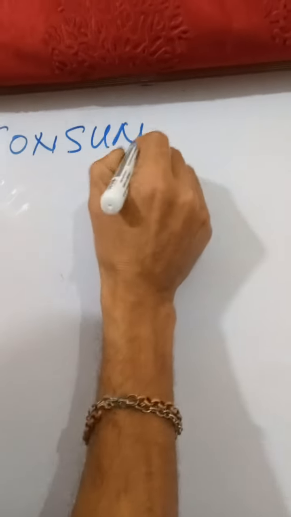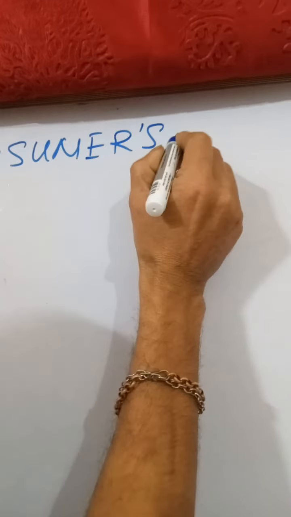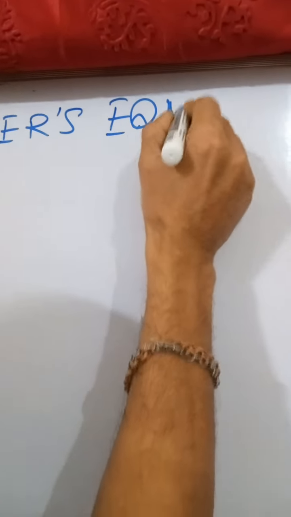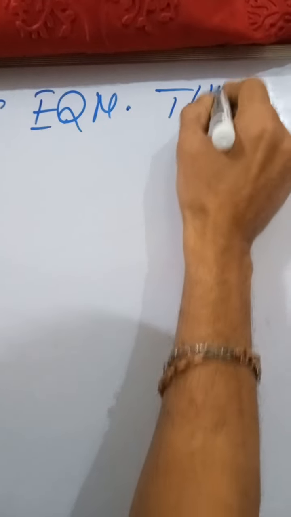Now in order to establish consumers equilibrium, or to see where the consumer maximizes his satisfaction, these two things, that is indifference curve and budget line, must be incorporated in one single diagram. Let us see. Consumers equilibrium through indifference curve.